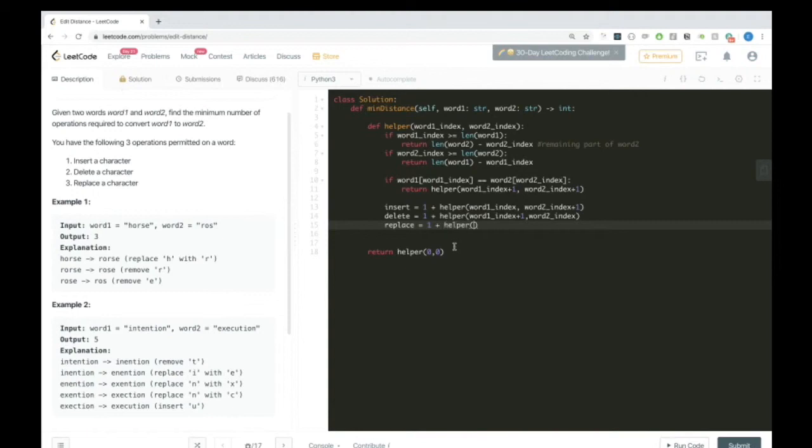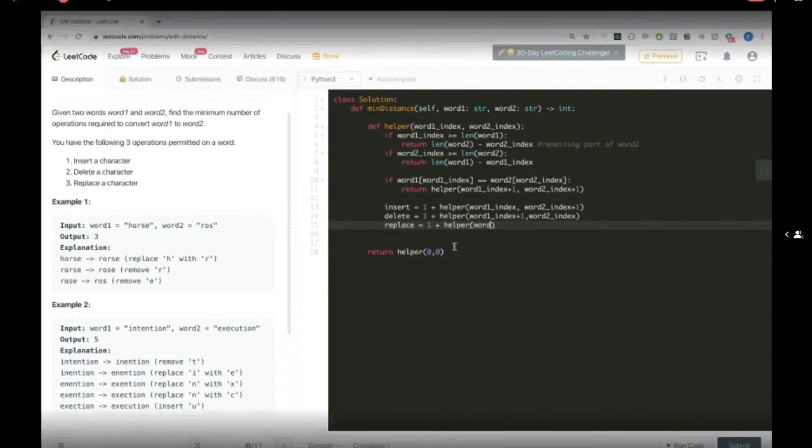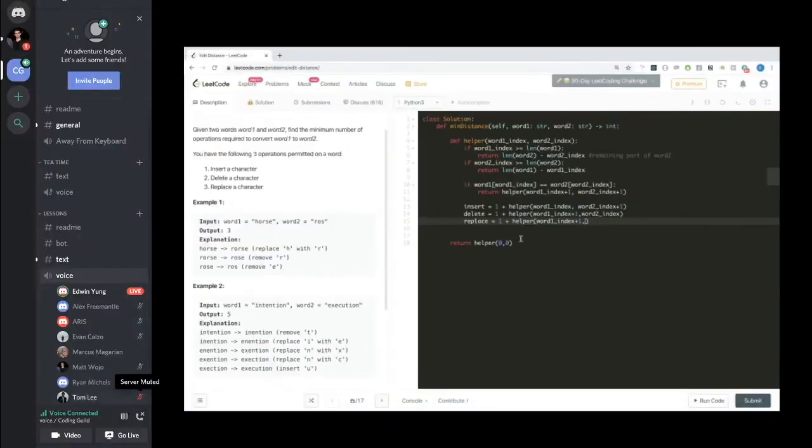But in terms of the recursive step, we also have to increase each of the indices by 1. So we're moving the index pointers by 1 step to the right, so that we're looking at the next additional index character for both word 1 and word 2. So that essentially resolves the recursion.